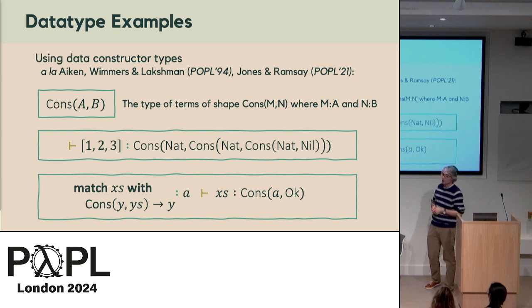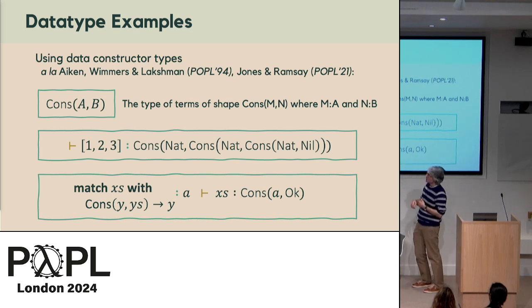And this is the type of terms that are conses, where the head has type A and the tail has type B. So for example, the list 1, 2, 3 has this type because it is a cons whose head is a nat, whose tail is a cons, whose head is a nat, whose tail is a cons, whose head is a nat, whose tail is nil.